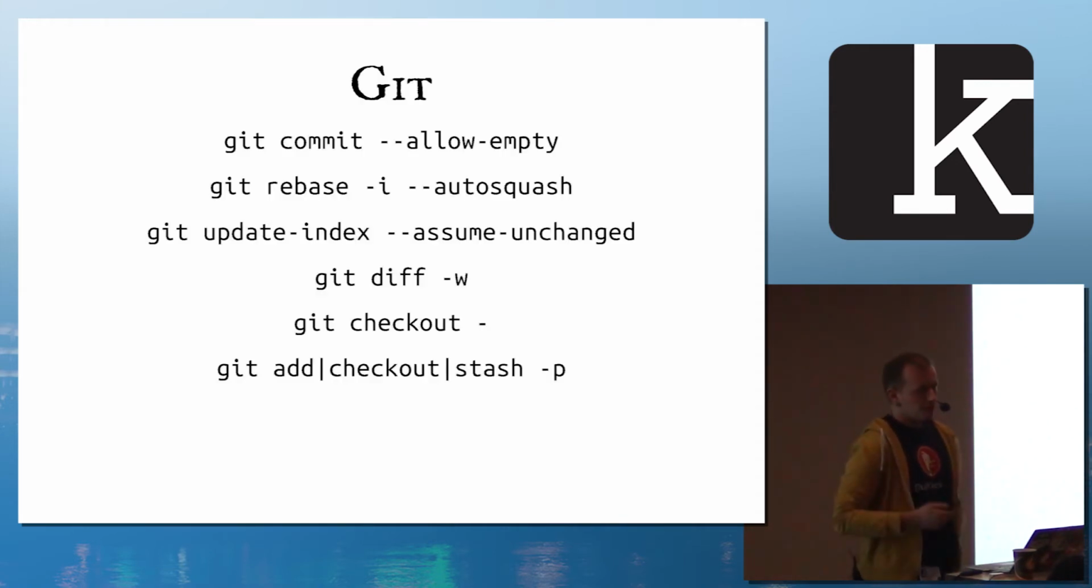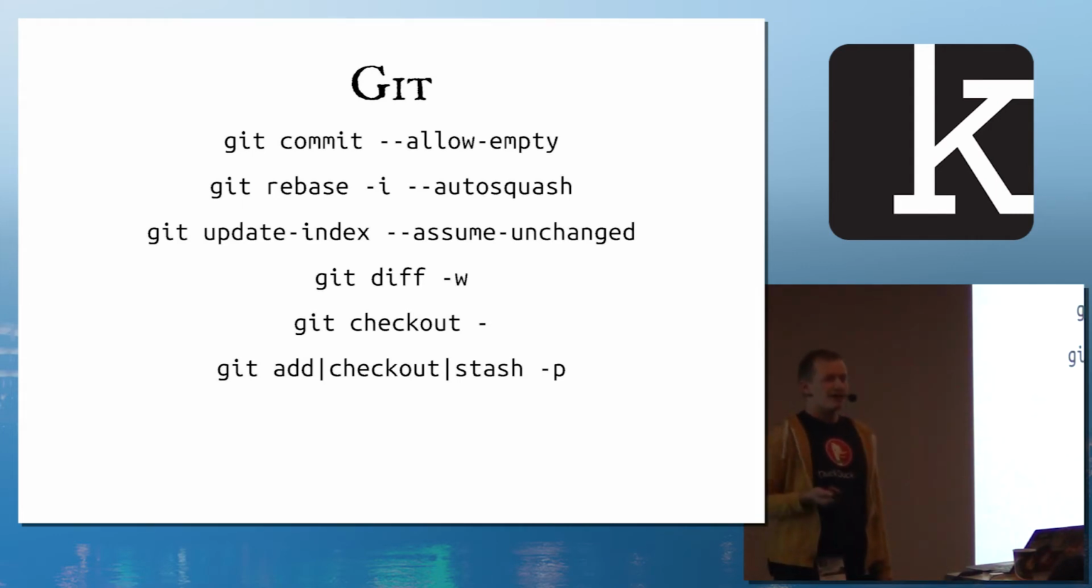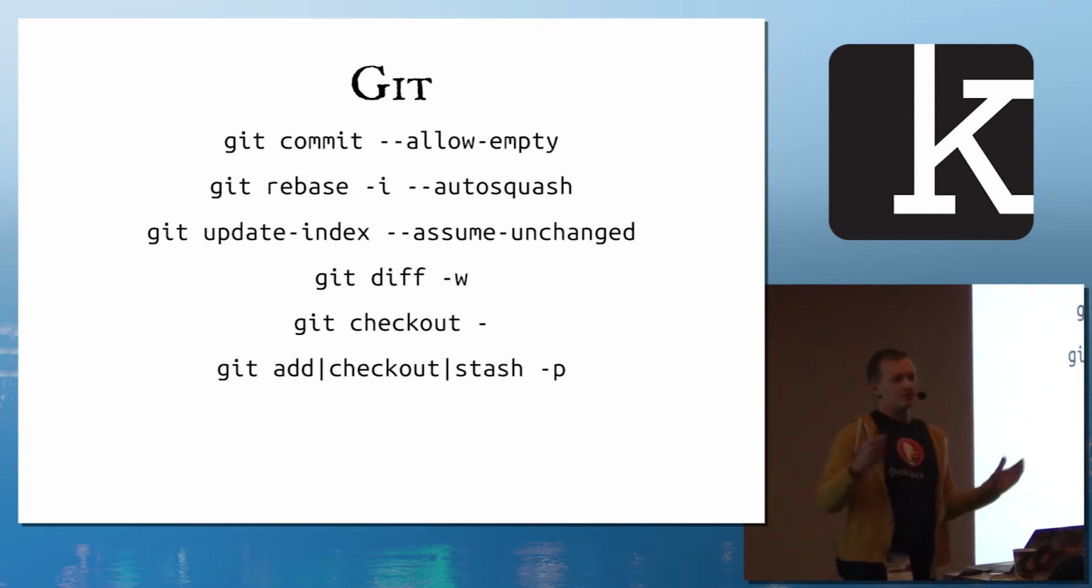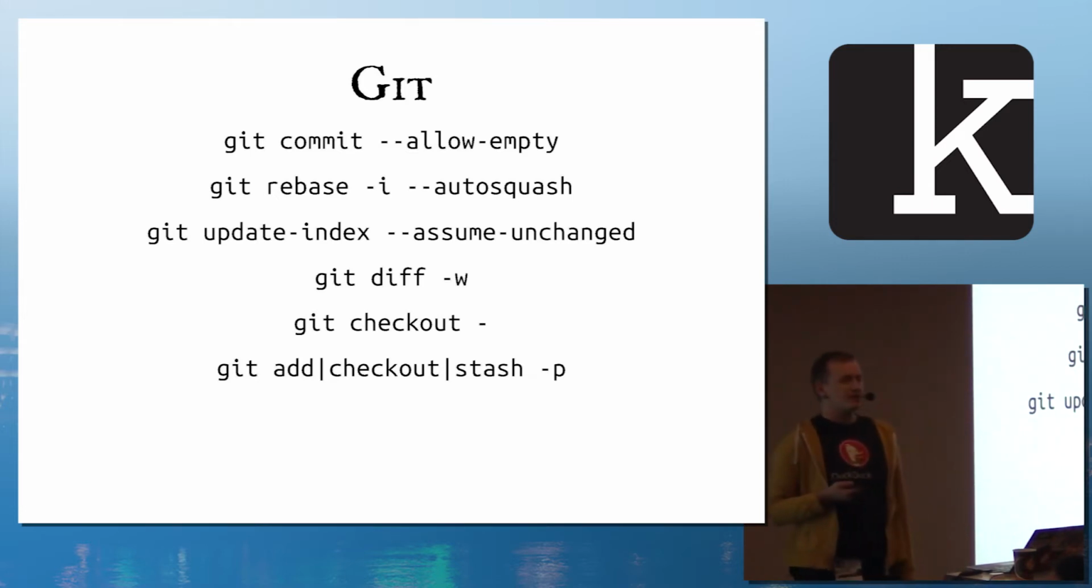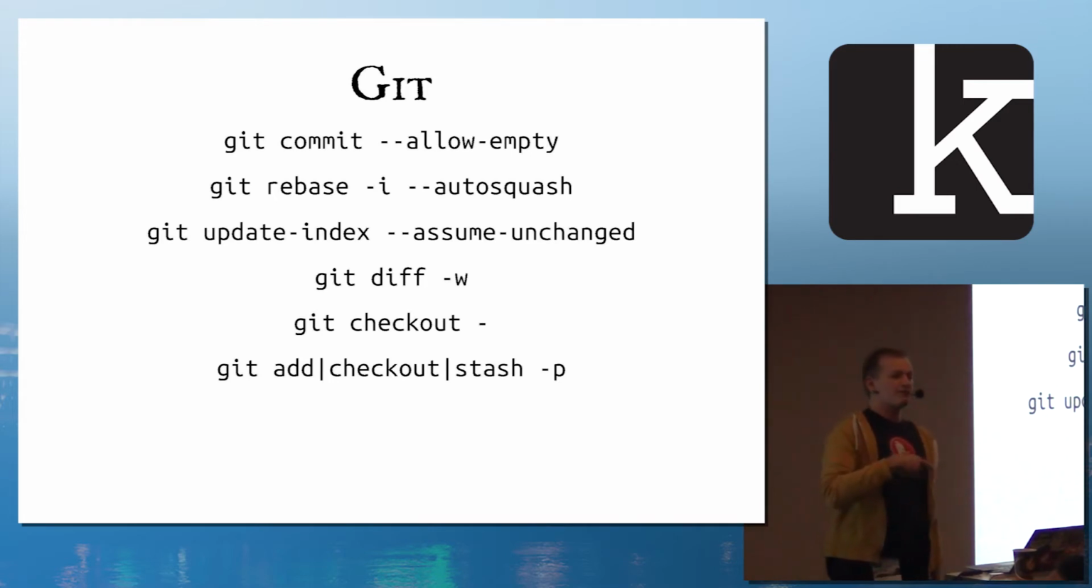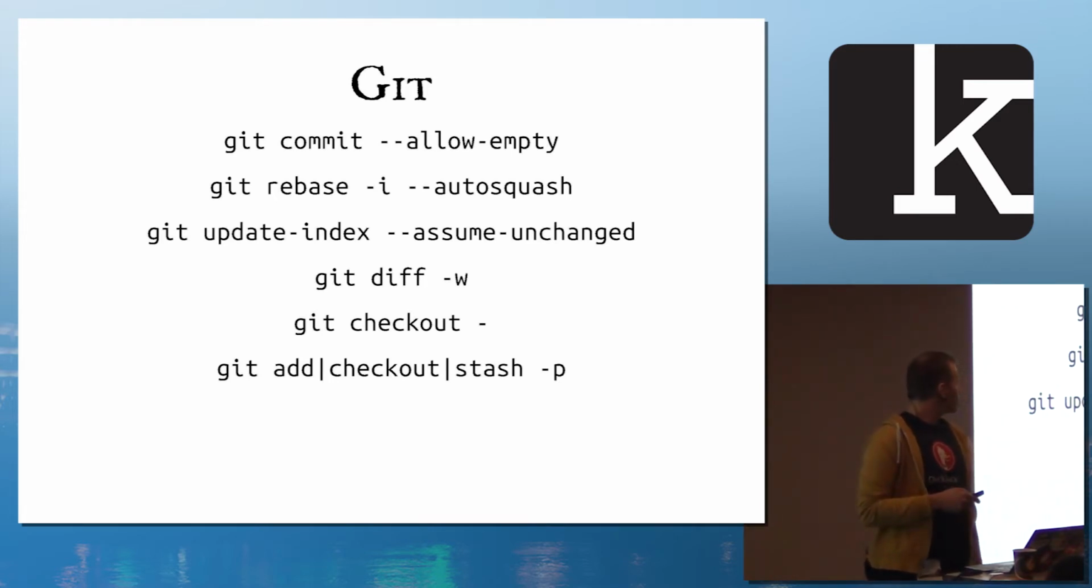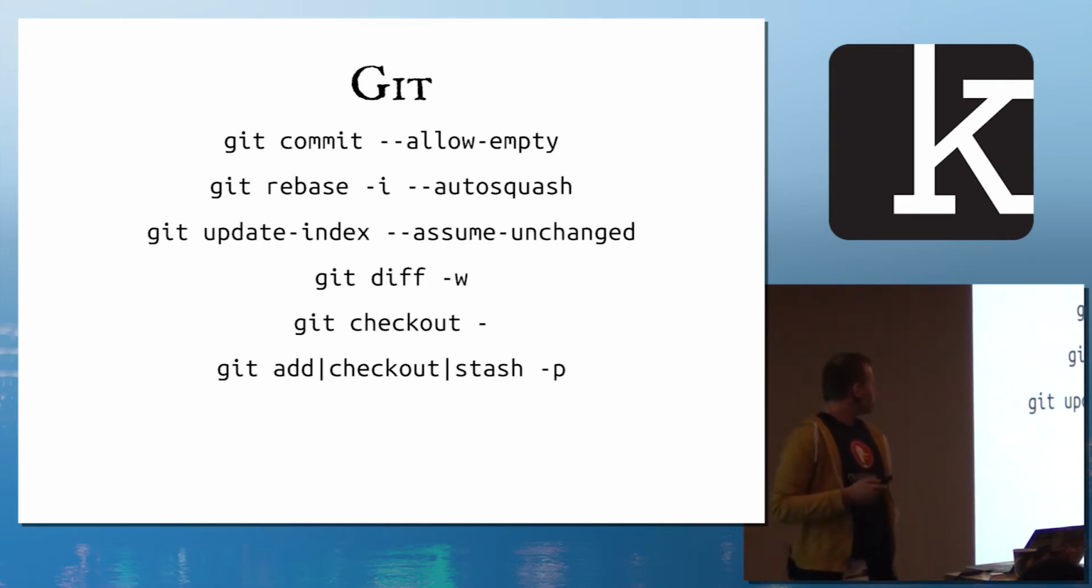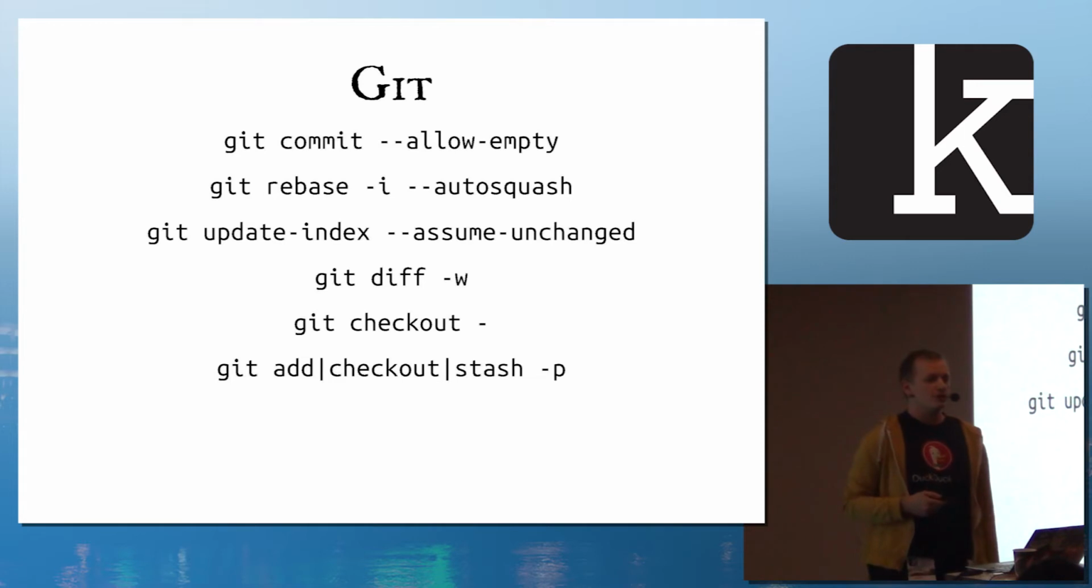Okay, so what did we learn about Git so far? We can create empty commits. We can rebase with auto-squashing and make it look like we knew what we were doing all along. We can update index so that it doesn't track files that we don't want it to track. We can do git update-index --no-assume-unchanged, which reverts that change. And git diff -w is the shorthand version of ignore all whitespace.